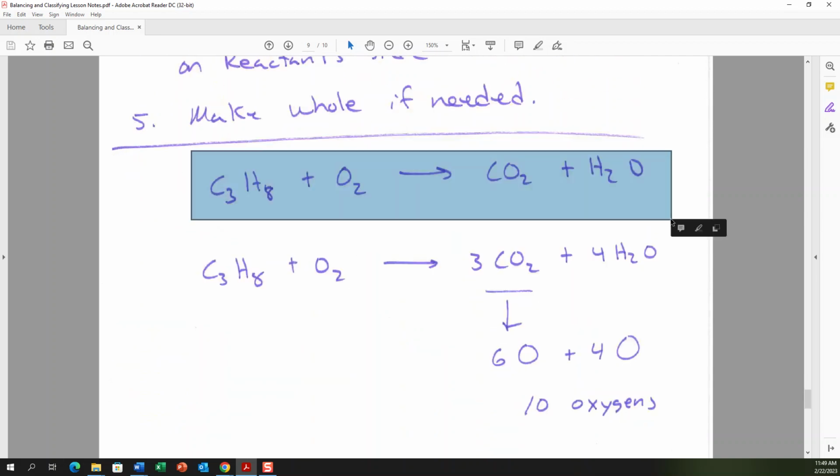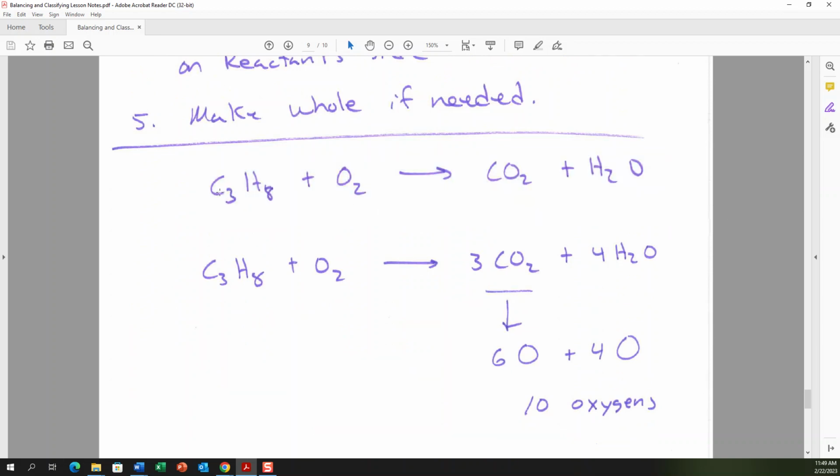So here we have a combustion reaction: hydrocarbon plus oxygen yields CO2. So the first step is balance the carbon and the hydrogen first. So I got 3 carbons, so I put a 3 in front of the CO2 to get 3 carbons. I got 8 hydrogens, so I put a 4 in front of the water. 4 times 2, that's 8 hydrogens.